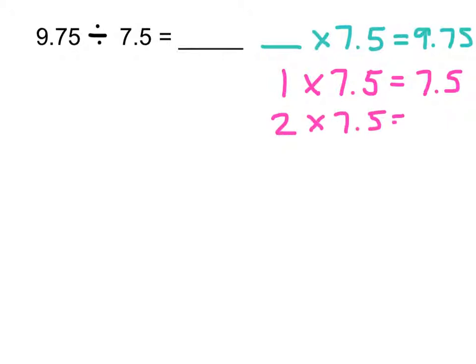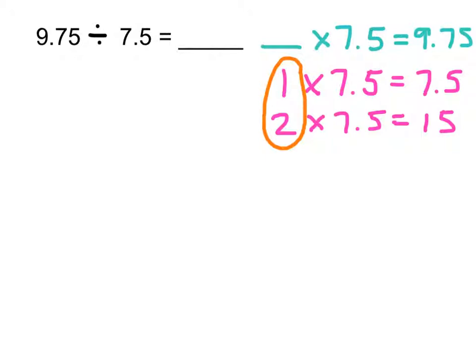Well, I know 7 doubled is 14, and a half doubled is 1, so 14 plus 1 is 15. All right, well, now that number's too big. It's bigger than 9.75. But what it does teach me is that my estimate means that my answer is going to need to be between 1 and 2.